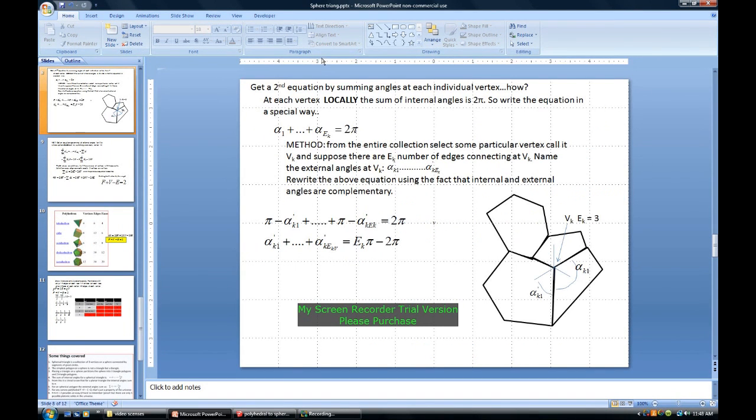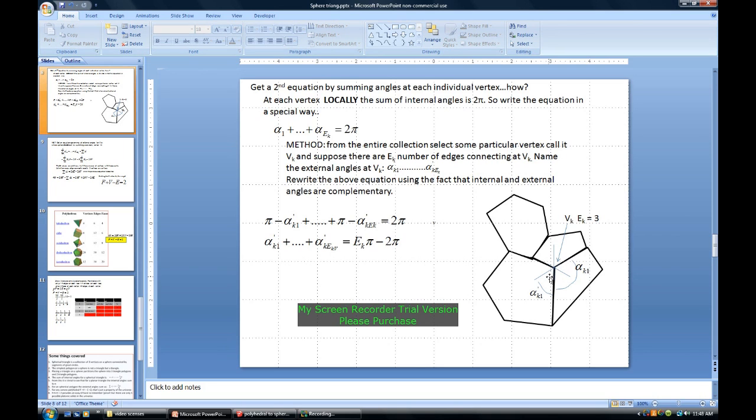To get a second relationship between the external angles and the numbers of edges, faces, and vertices, look at another basic fact. At any vertex, the sum of the internal angles by definition equals 2 pi. It just goes right around in a circle.